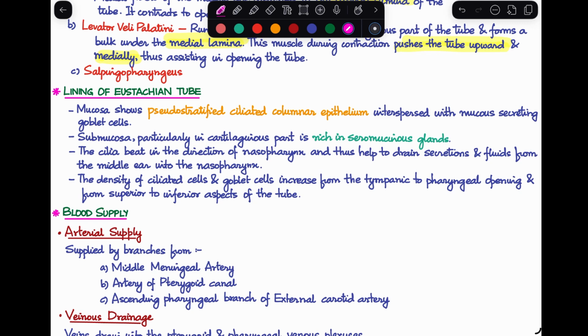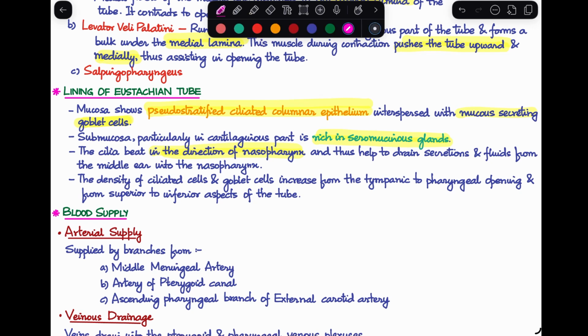So that kind of drainage would require some kind of cilia, right, in the mucosa. So the mucosa, if you look at it, contains pseudostratified ciliated columnar epithelium, and this is interspersed with mucus secreting goblet cells. And in the submucosa, particularly in the cartilaginous part, it is very rich in seromucinous glands. These cilia that we just mentioned beat in the direction of the nasopharynx, therefore helping in the drainage of secretions and fluids from the middle ear into the nasopharynx.